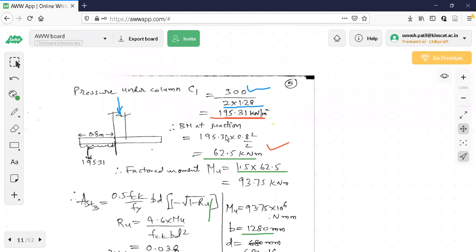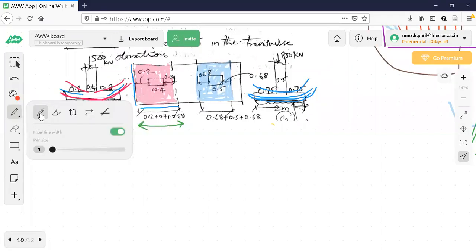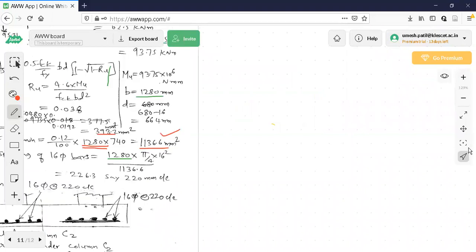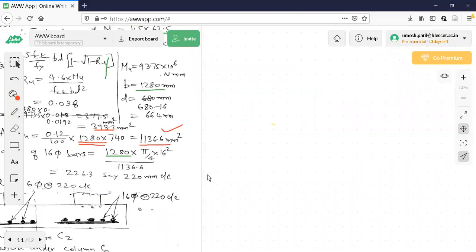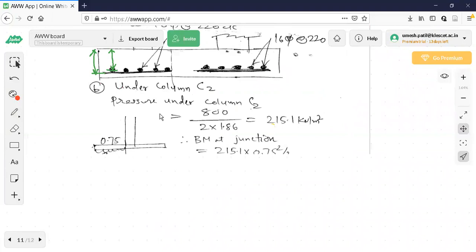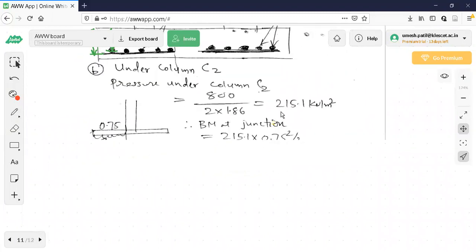1.86 is this distance. I'll just show you that one, which is that 1.86 is this. Okay. So observe here. Same thing. Rest all is same. No change at all. But the calculation of pressure under column C2 is column load carried by C2 divided by this area. Area of the strip, whatever I showed there, area of the strip, 2 into 1.86.